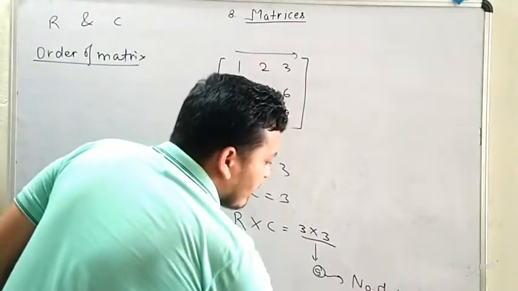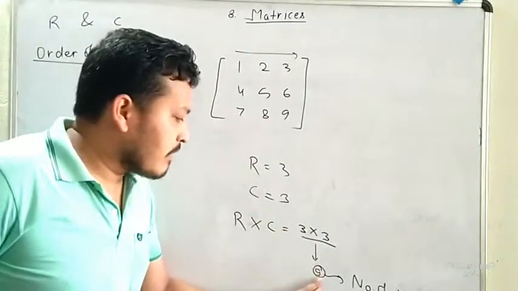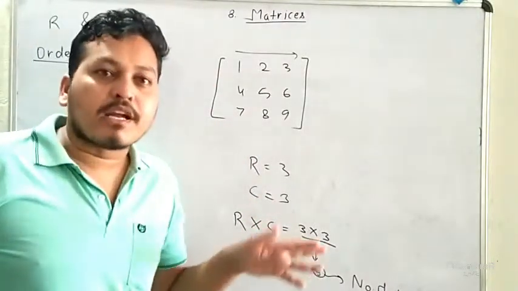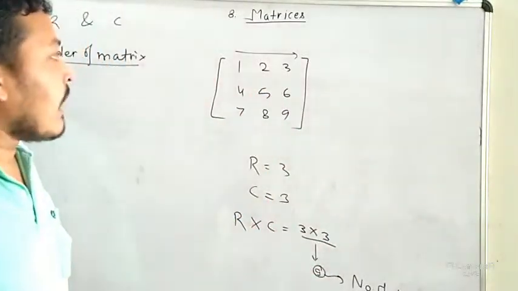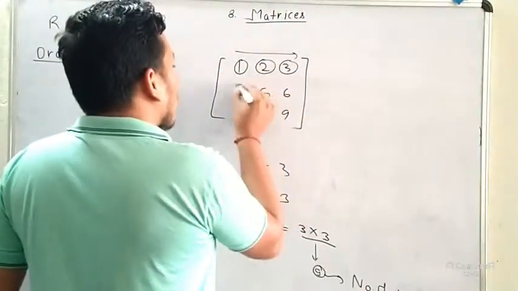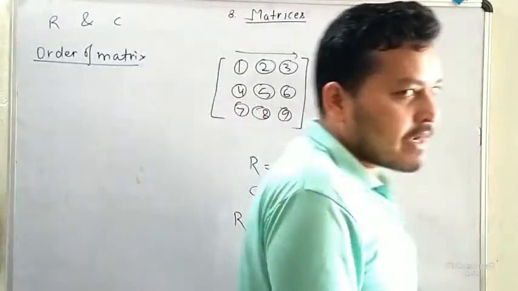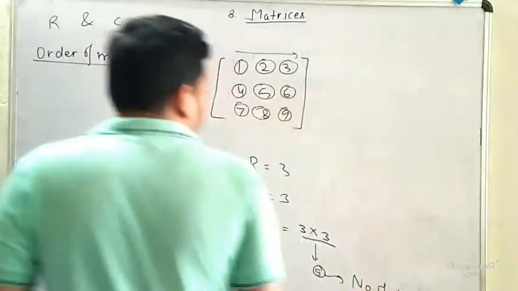The number of elements is given in the matrix. What is the product of row into column for the given matrix? It is 9. So 9 represents the number of elements in the matrix. Check how many elements are here: the first element, second, third, 4, 5, 6, 7, 8, 9. 9 elements are given here. So this 9 represents the total number of elements.